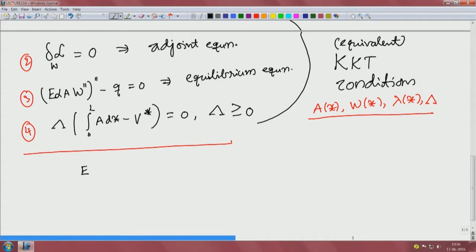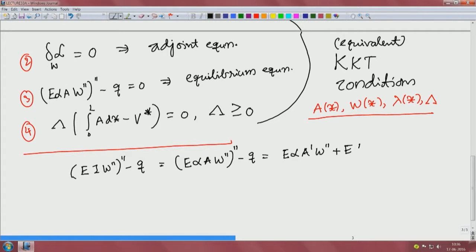So, that E I w double prime minus q, we will first substitute for I, which is alpha times a, w double prime minus q. So, let me expand it once. E alpha into a prime w double prime plus E alpha a into w triple prime and then one more prime. We have done differentiation once, q remains as it is.